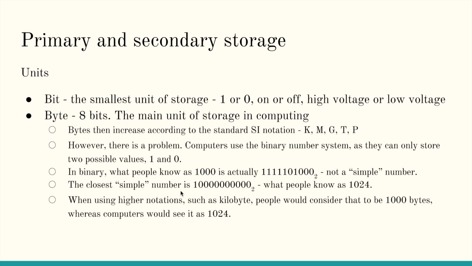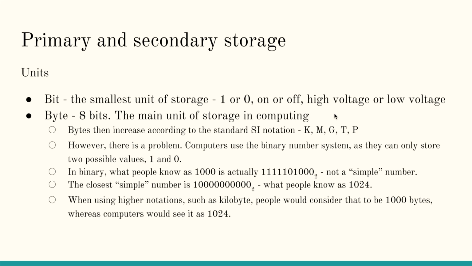about storage in computing. We have multiples of bytes, which increase according to the standard SI notation. So we have K for kilobyte, M for megabyte, G for gigabyte, T for terabyte, and P for petabyte. The problem is with bytes, we have two different number schemes. Computers use the binary number system, which can only store ones and zeros, and we use the decimal system, which has values from 0 to 9.